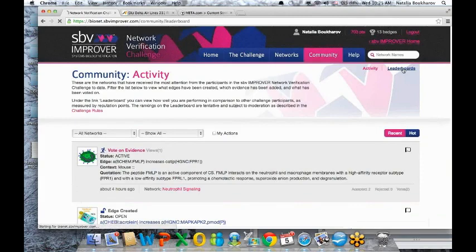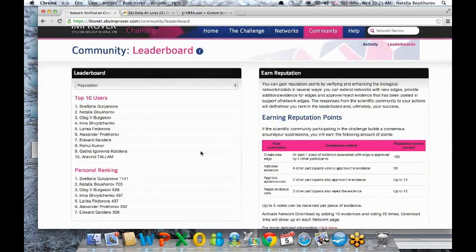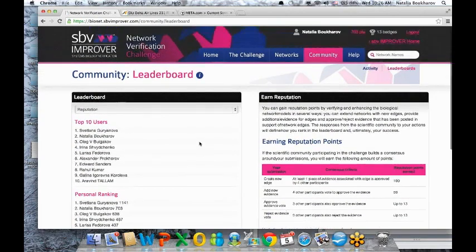The leaderboard here shows where people stand, how many points they get. It's a competition, so people get points for voting up and down on evidence. People get points for adding additional evidence to the edge.